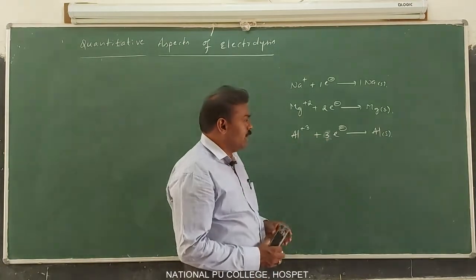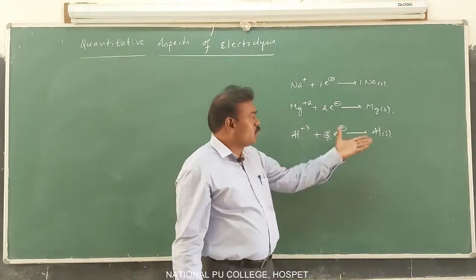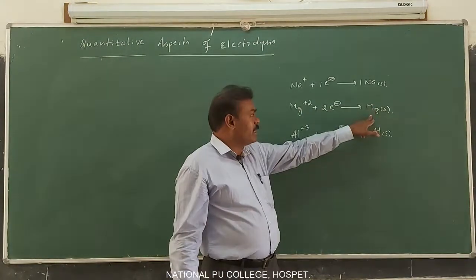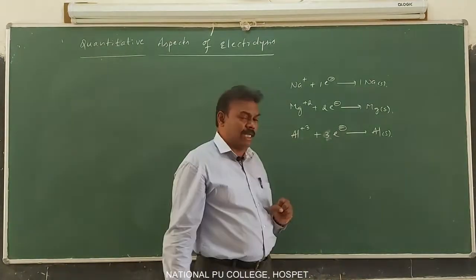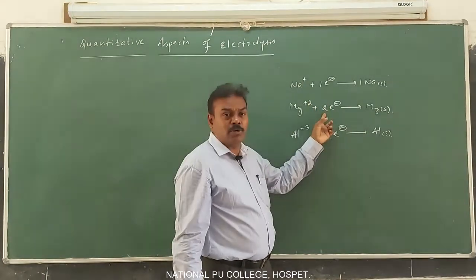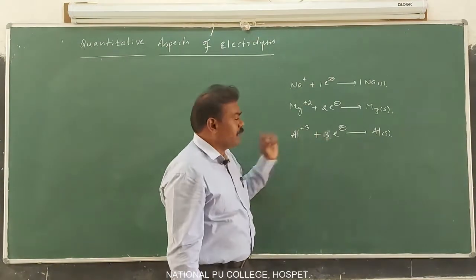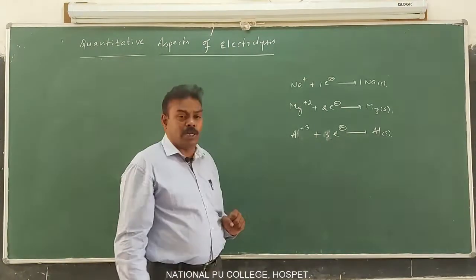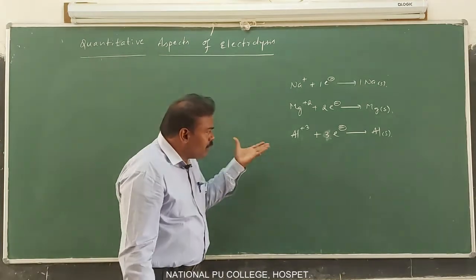So this is the quantity of electricity required to deposit different amounts of different substances. It may be sodium, magnesium, aluminum, or any other substance. How much electricity is required? 1 mole of electrons means 1 Faraday, 2 moles means 2 Faraday, and 3 moles means 3 Faraday of electricity. In this way, we study the quantitative aspects of electrolysis. Are you all following? This is what we are studying now.